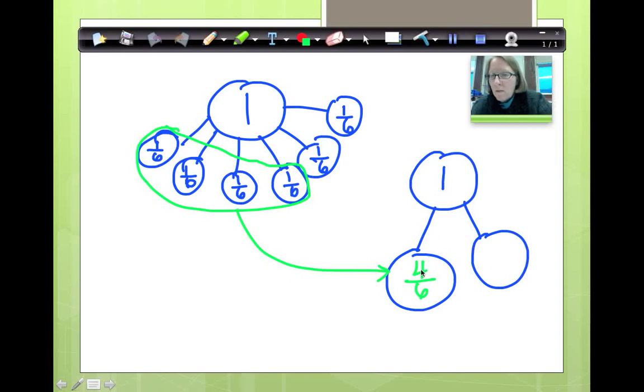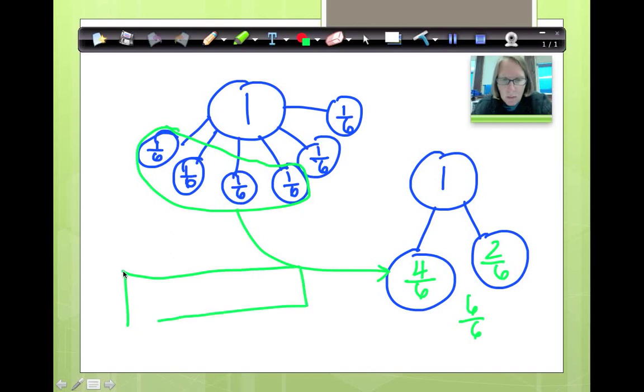And how many do I need to make 1? Well, 4 plus what gives me 6? 2 of them. 2 sixths. So we would write 2/6. So 4/6 plus 2/6 equals 6/6. And another way of saying 6/6 is 1 whole, right? Because if I have my rectangle, here's my proof. I divide it into thirds, and then I cut the thirds in half. That gives me 6 pieces. 1, 2, 3, 4, 5, 6.